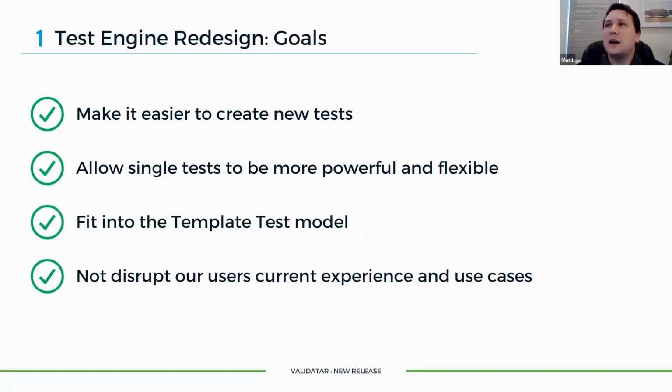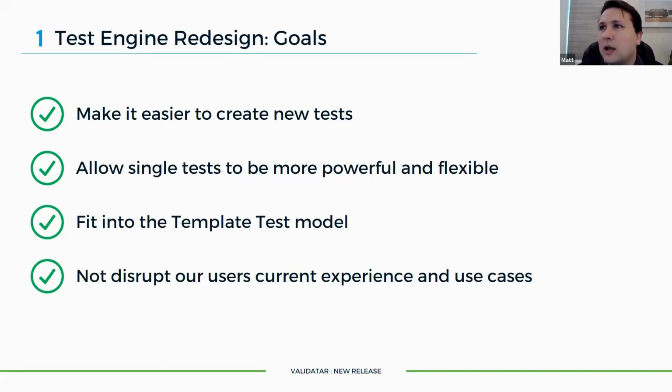So let's talk about big picture, what some of our goals were with regards to what we're going to show you with our test engine redesign. So first of all, we wanted to make it easier to create new tests. Currently, there's a pretty high learning curve in Validator: you have to know what the structure of the query that you're going to be bringing back is. You have to know what all the options are. And we wanted it to be easier to just plop in some SQL or some Python and see that data really quickly, and then start defining what the test is on top of that. So that's item number one.